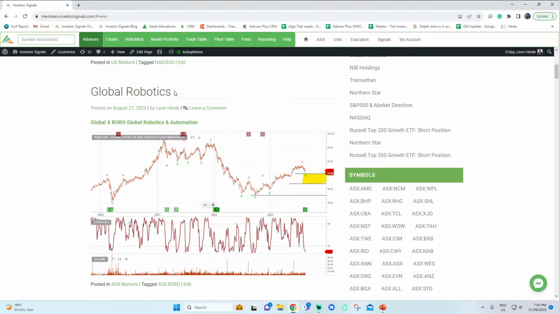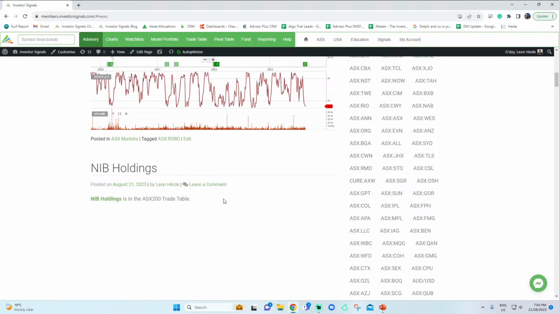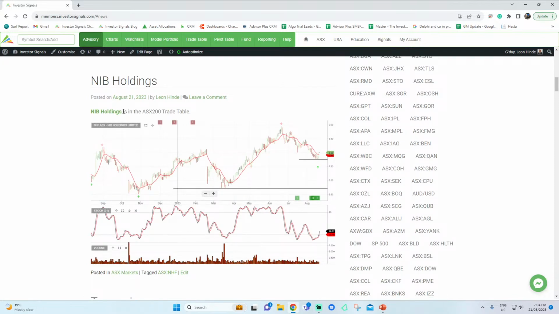The ASX one that I was leading to there is the Global Robotics ETF. This particular one, I've drawn a band there, somewhere between $65 to $70. You want to start looking at accumulating that. I don't think it takes out the low from last year. So you want to be marking down that range and starting to think about adding some of that into your portfolio. NIB Holdings, we'll take a look at this in the second half of the presentation.